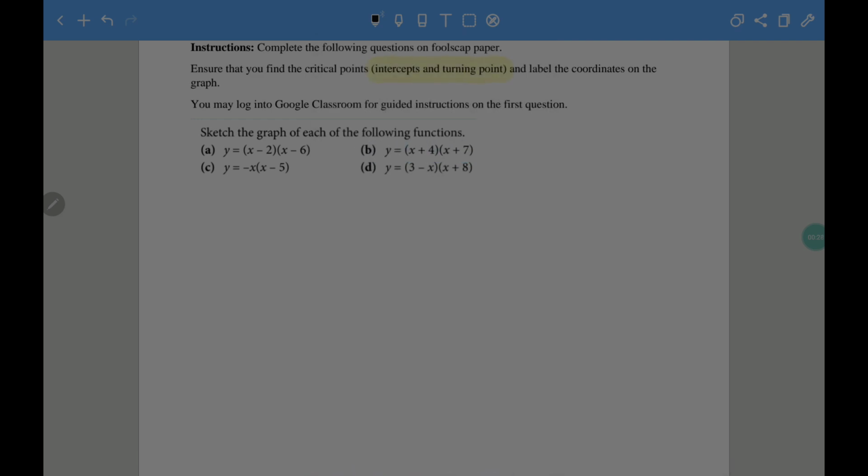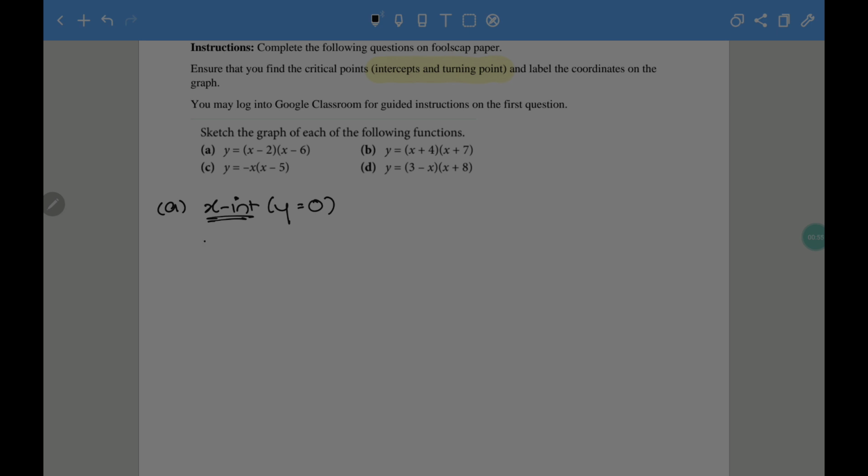Now, number 1, I need to find the critical points. Let's start with the intercept. Now to find the x-intercept, y must be equal to 0. I want you to write this down so that it becomes natural to you.